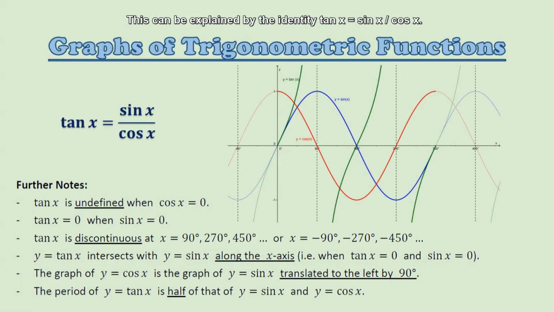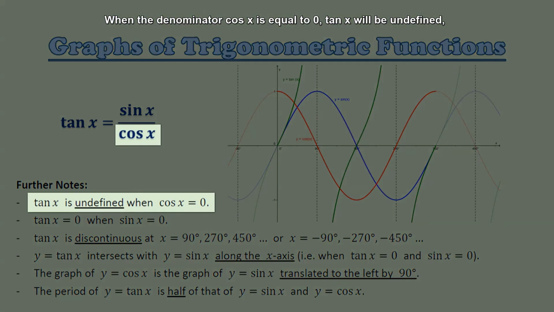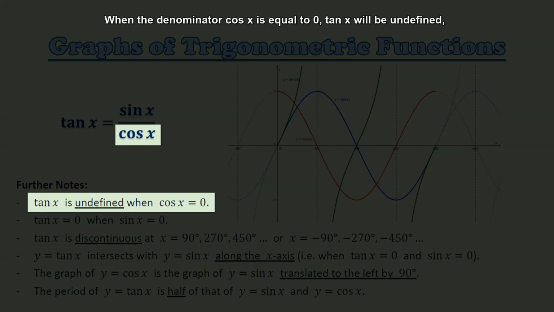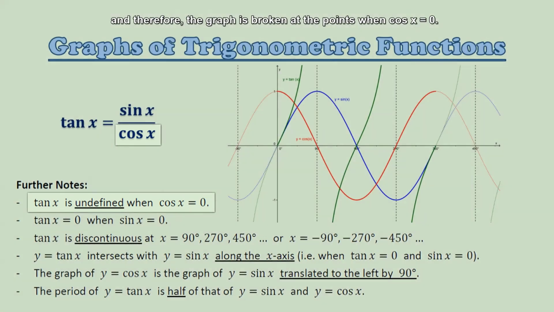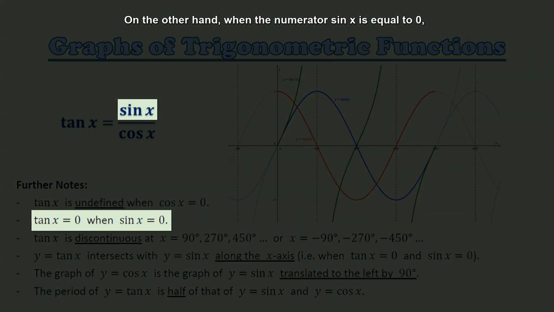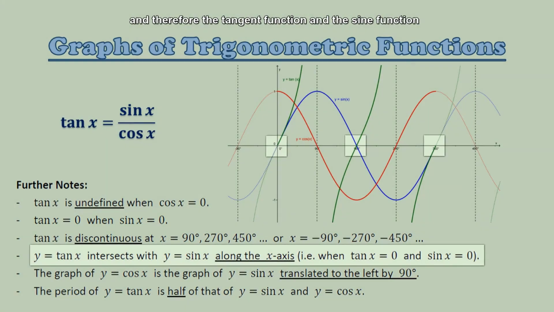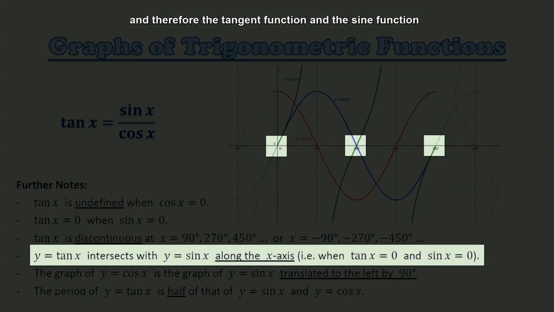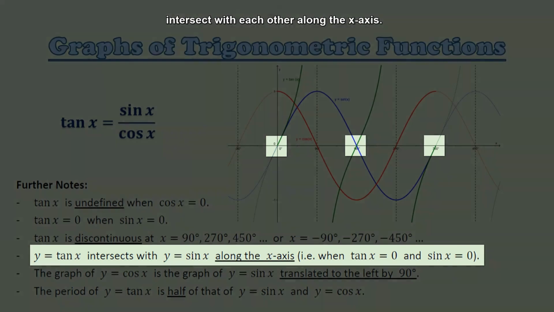This can be explained by the identity tangent x equals sine x over cosine x. When the denominator cosine x is equal to 0, tangent x will be undefined, and therefore the graph is broken at the points when cosine x is equal to 0. On the other hand, when the numerator sine x is equal to 0, tangent x will also be 0, and therefore tangent x and sine x have the same x-intercepts. And therefore the tangent function and the sine function intersect with each other along the x-axis.